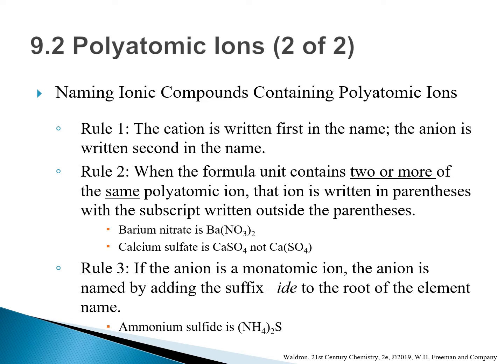Rule number 3: If the anion is a monatomic ion, the anion is named by adding the suffix -ide to the root of the element name. For example, ammonium sulfide is (NH4)2S. In this example, the polyatomic ion is the cation, ammonium, in the formula.